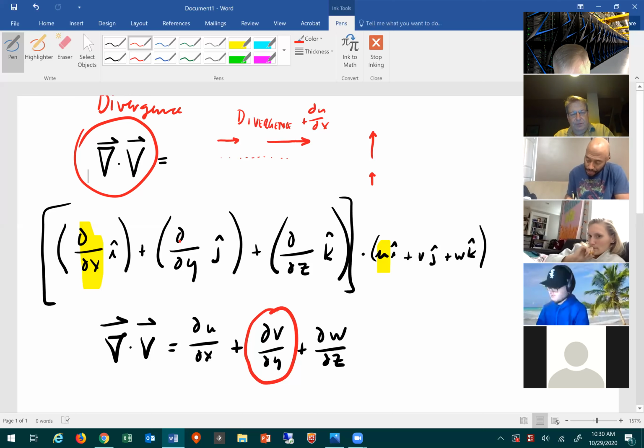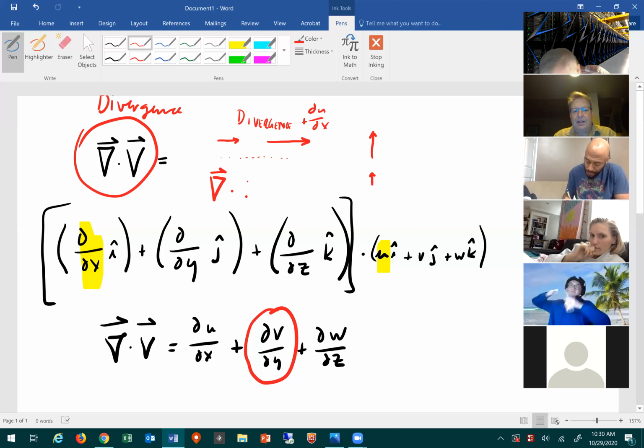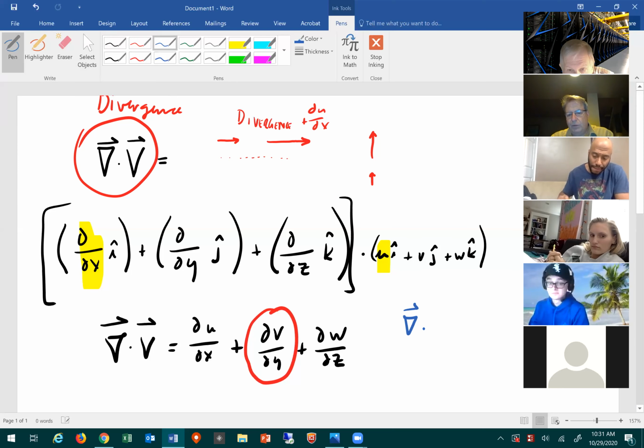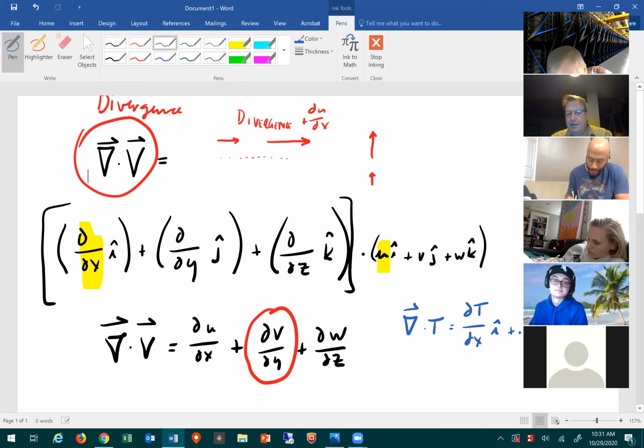Now, do you remember we said, what if I took this acting on a scalar, like temperature? What does that become? You agree that is just this vector, except instead of multiplying it by a vector, I'm multiplying it by a scalar. So I put T in there, and I get dT/dx i hat plus dT/dy j hat plus dT/dz k hat.